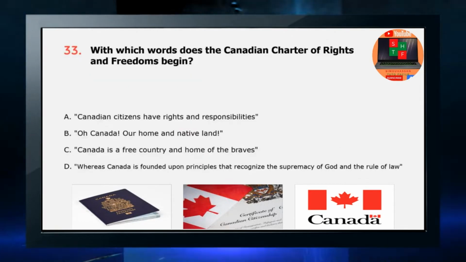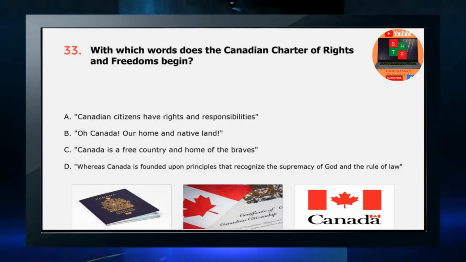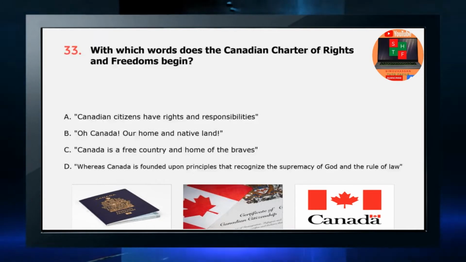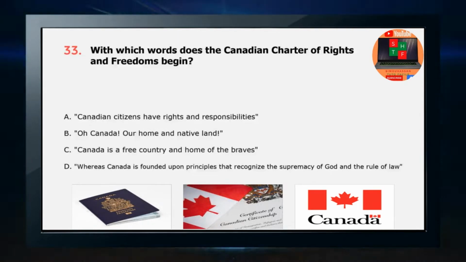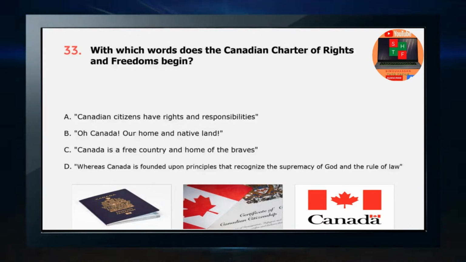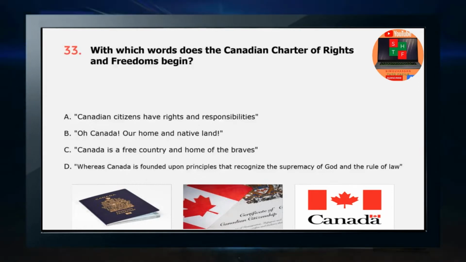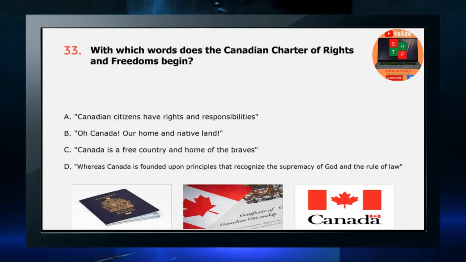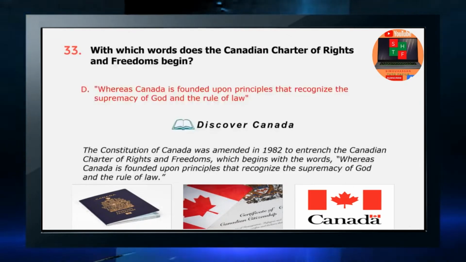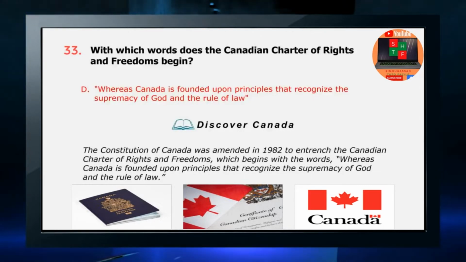Question 33. With which words does the Canadian Charter of Rights and Freedoms begin? A. Canadian citizens have rights and responsibilities. B. O Canada, our home and native land. C. Canada is a free country and home of the braves. D. Whereas Canada is founded upon principles that recognize the supremacy of God and the rule of law. The answer is D. Whereas Canada is founded upon principles that recognize the supremacy of God and the rule of law.